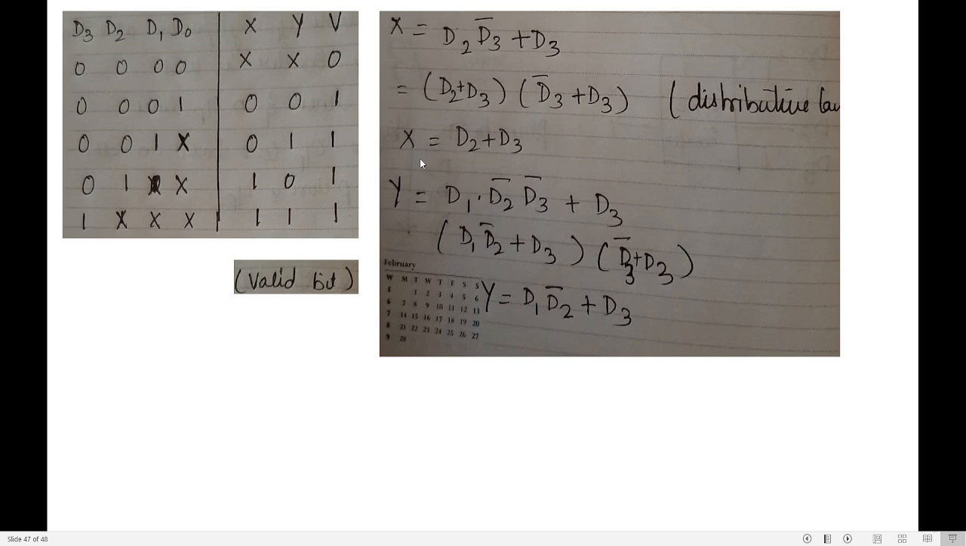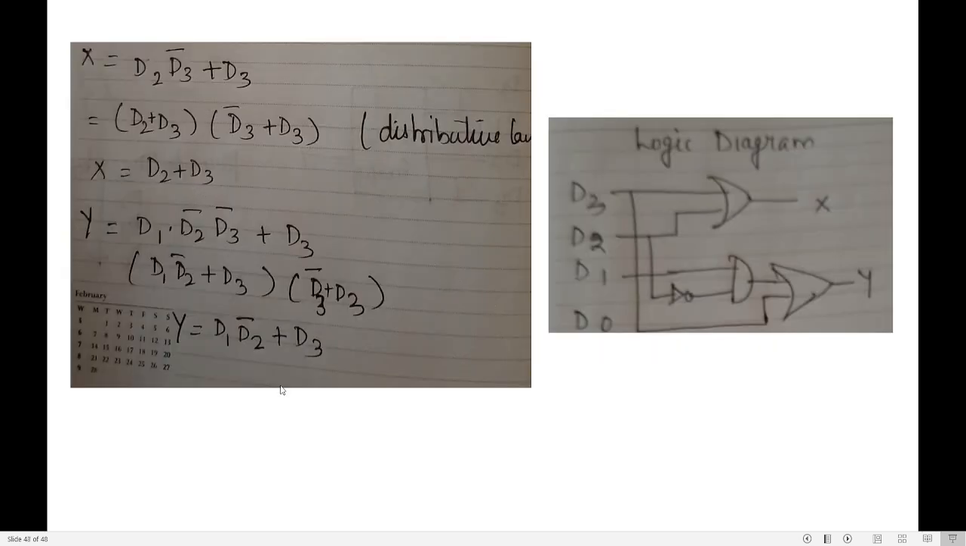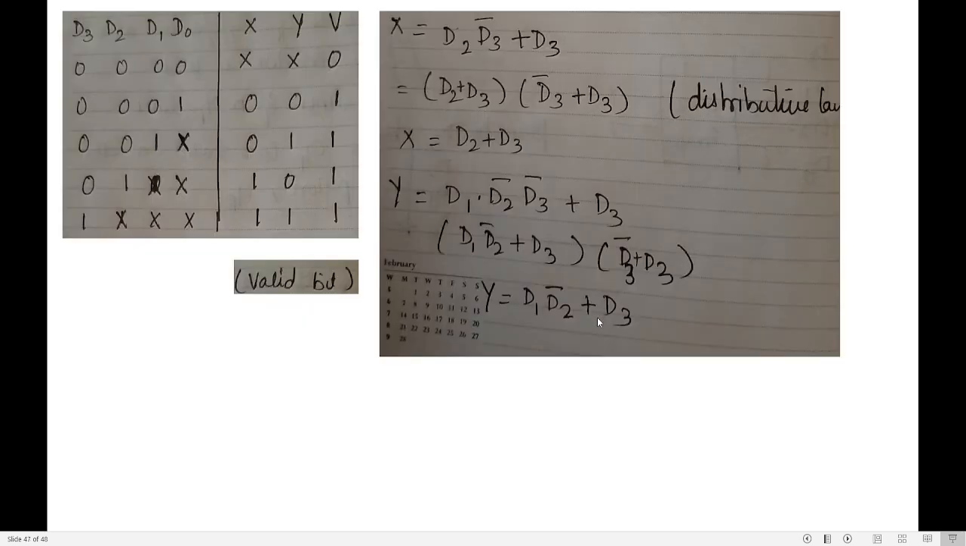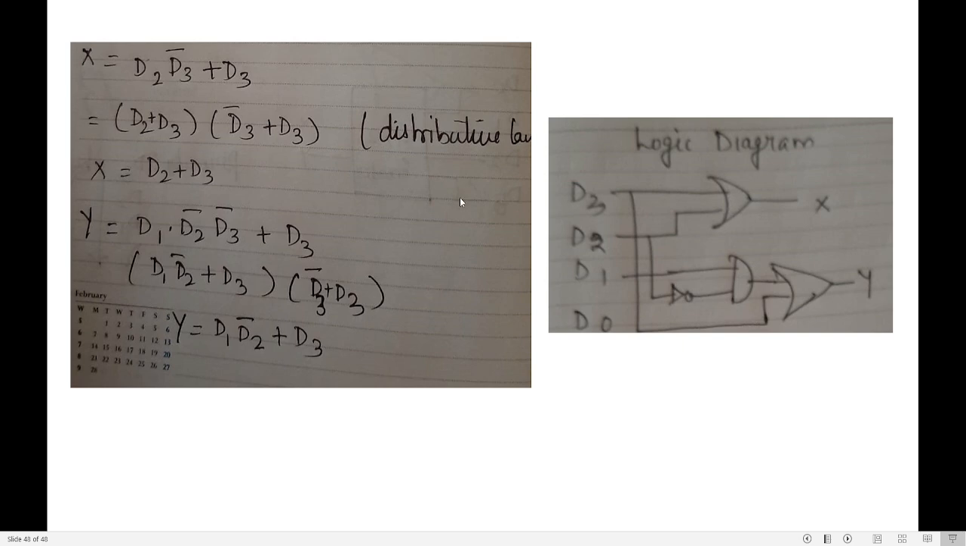So I got the expression for X. I got the expression for Y. Now what am I going to do? I am going to draw the logic diagram. So how many inputs do I have in the priority encoder? D0, D1, D2, D3. What is my X? D2 plus D3. So I take my D2 wire, I take my D3 wire. Since it is plus, I use an OR gate and write my X.